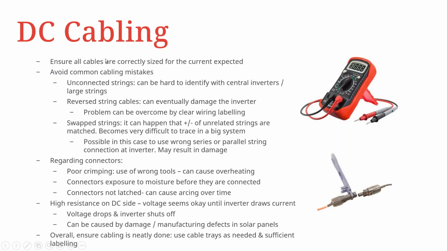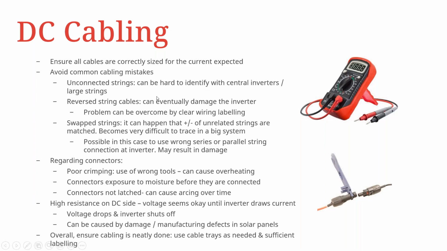On the DC cabling side, always ensure all cables are correctly sized for the current expected. Avoid common cabling mistakes. This can be unconnected strings, which can be hard to identify with central inverters or large strings. If you've got, let's say, 10 inverters each having 22, it's going to be very difficult to find 220 strings, for example, to try and manage that. So always avoid unconnected strings, because trying to fault find is going to be very difficult.